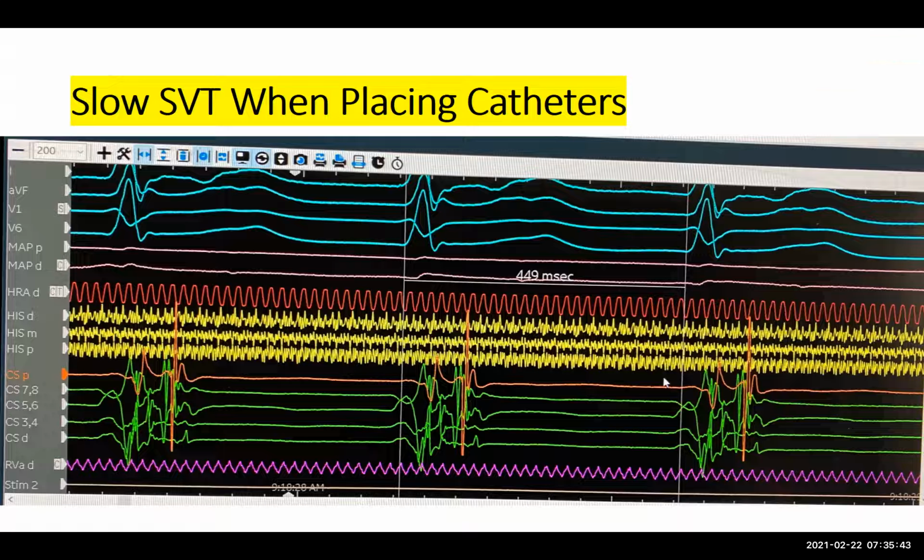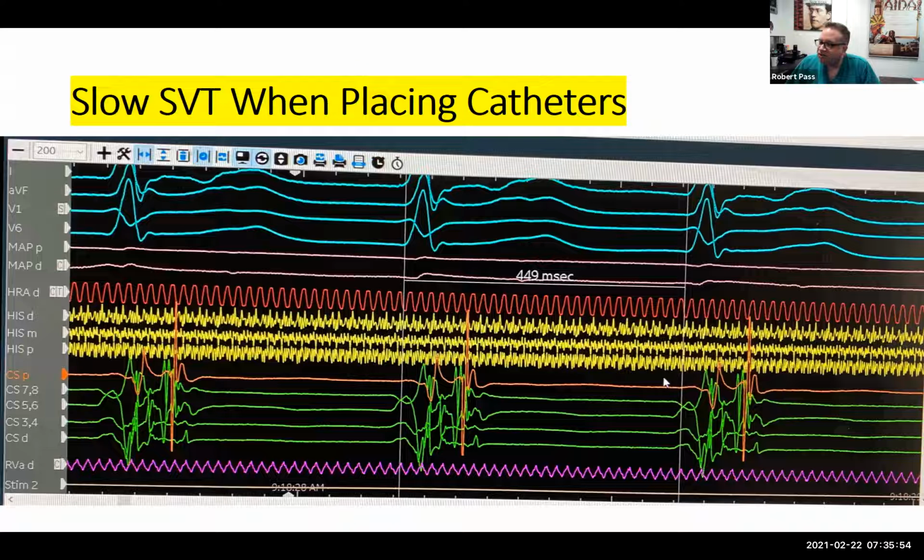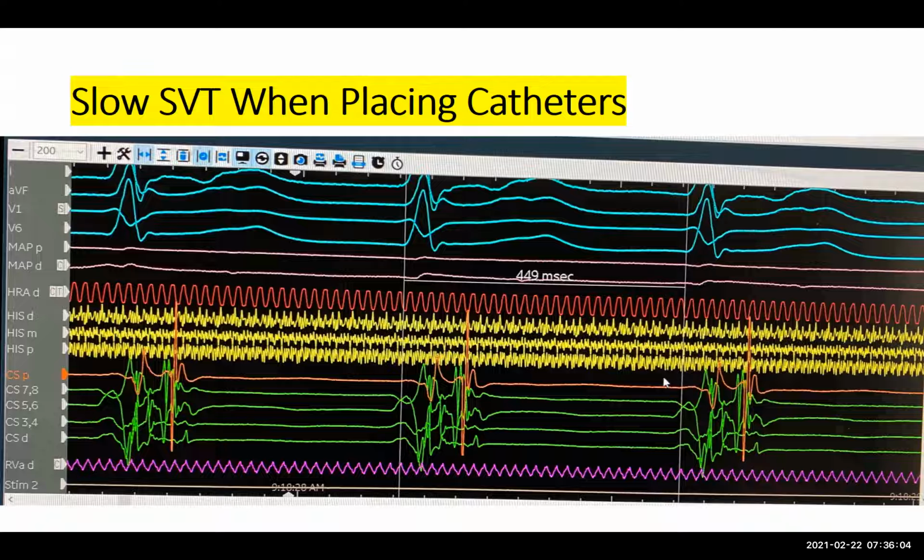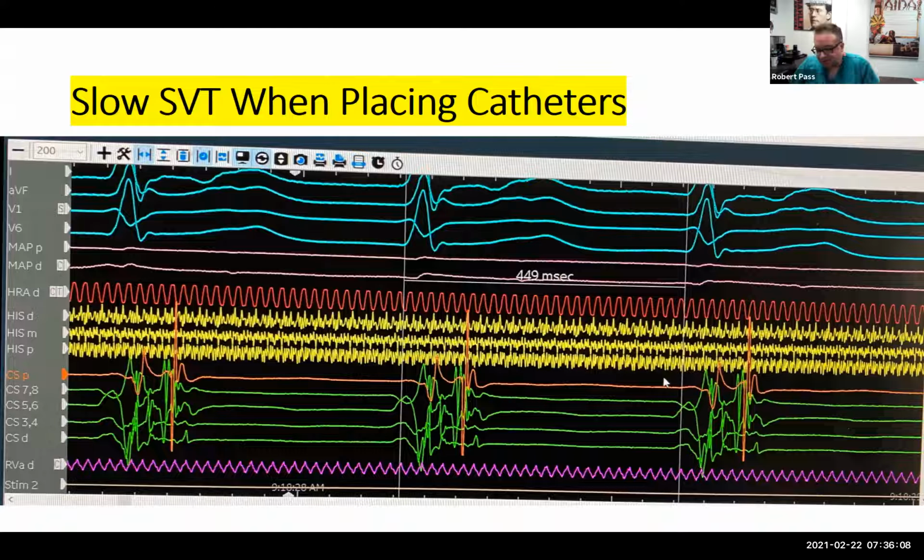Looking at the surface EKG and correlating it with the coronary sinus tracing. And again, I'll remind you that this is SVT, although the cycle length is 450. So what does that make the heart rate for me? I'll have to do the calculation. 60,000 divided by 450, 133. Right. So very slow tachycardia, somewhat unusual.